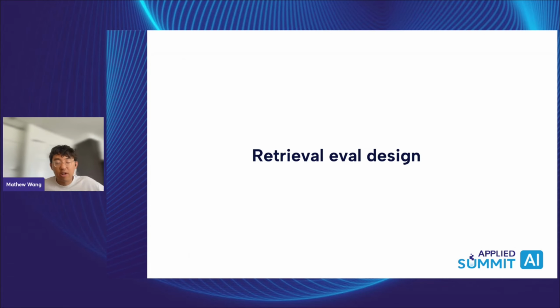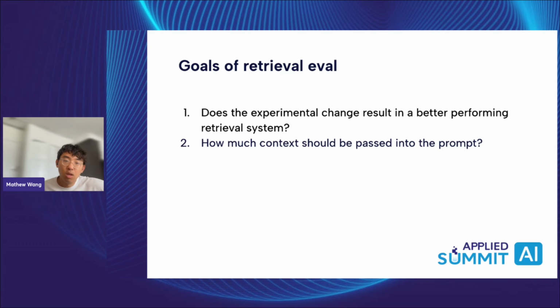Cool. So now we talked before about, at a high level, how retrieval evaluation works and its purpose, and now we'll get into more of the details of exactly what the flow looks like. But before that, I just want to cover the goal of the experiment and the metrics we're going to analyze from the experiment. So there are 2 goals. The first is, does the experimental change result in a better performing retrieval system? This one is pretty obvious. It's the whole point of experimentation.